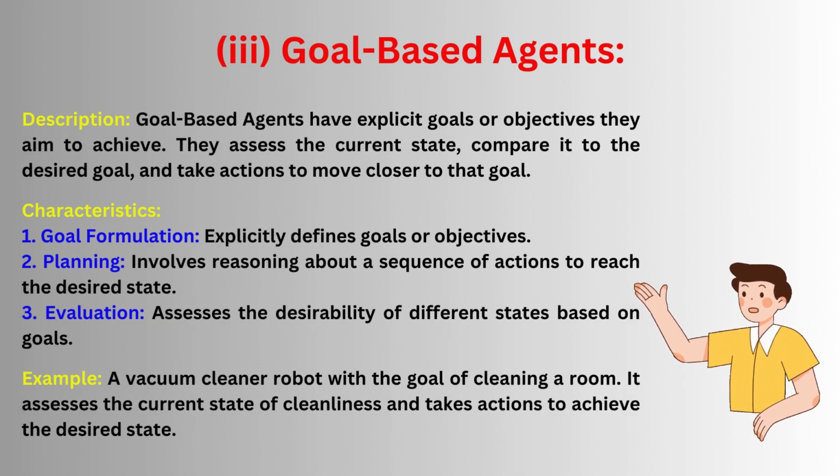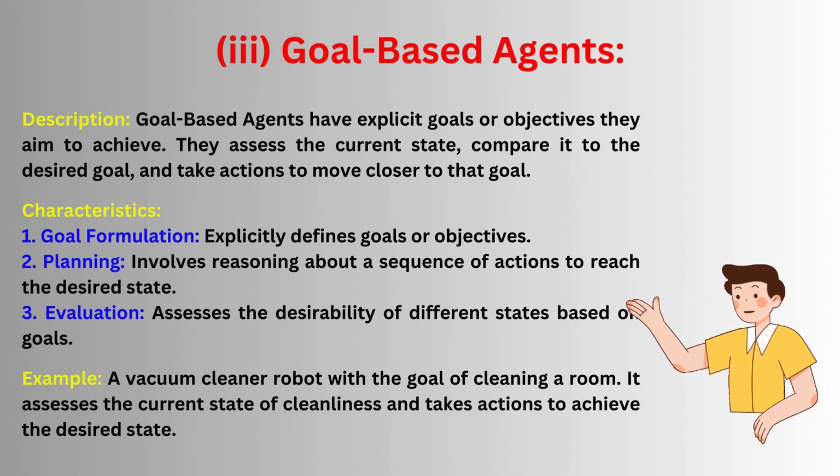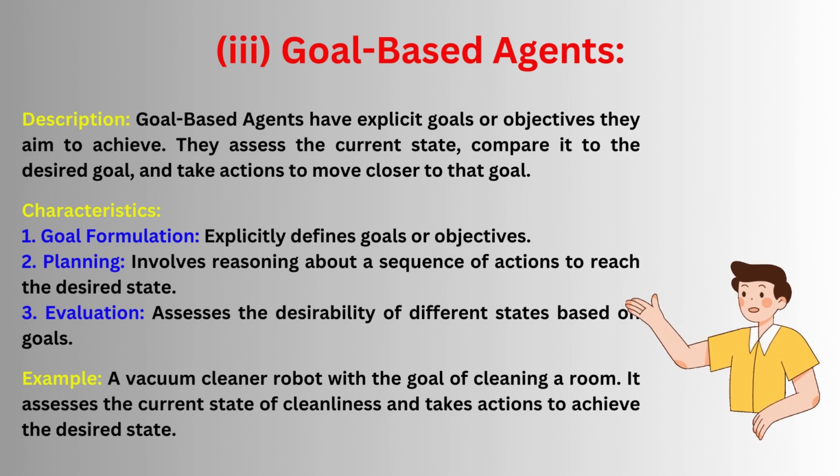Third, goal-based agents. Explicitly define goals, assess current states, and take actions to move closer to objectives. Characteristics: goal formulation, planning, evaluation. Example, vacuum cleaner robot with a cleaning goal.